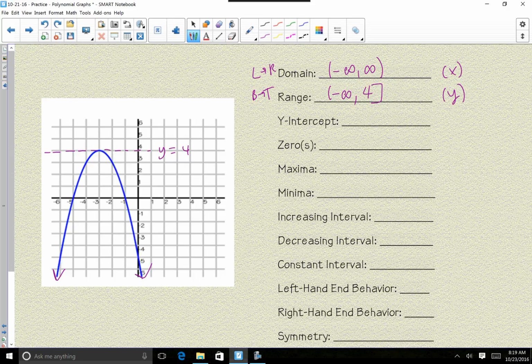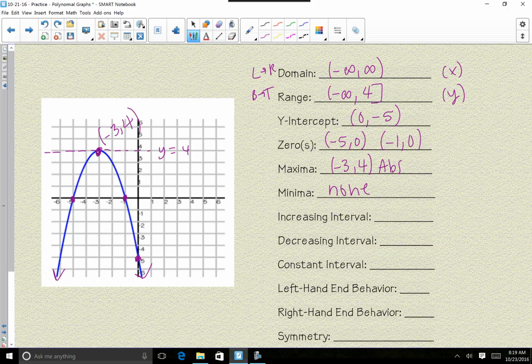Y-intercept, (0, -5). And then your zeros, your solutions here, -5, -1. So (-5, 0) and (-1, 0). Okay, maximum, I see a place, right? There's only one mountaintop. That's at (-3, 4). And if I look, I'd already put a line here. Is there anything above that point? There is nothing above it. So this is an absolute maximum, and we have no minimum.